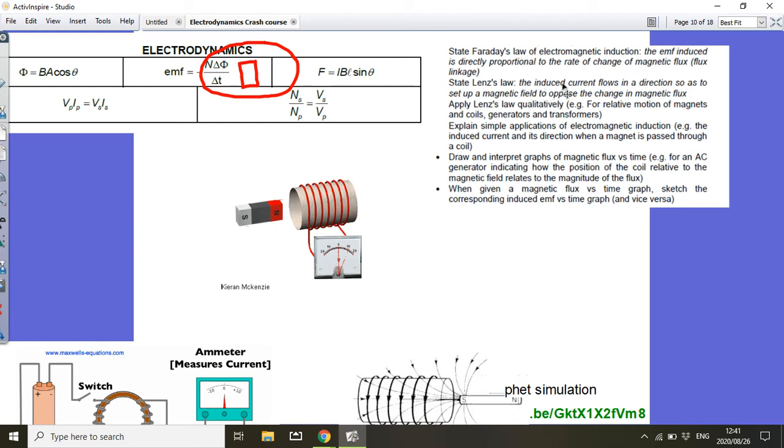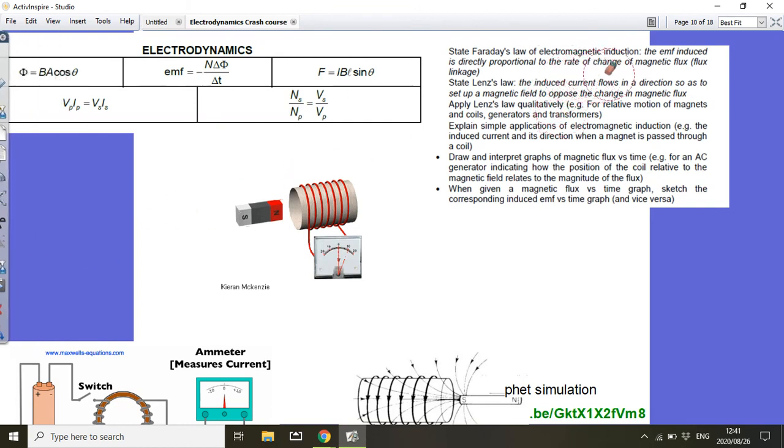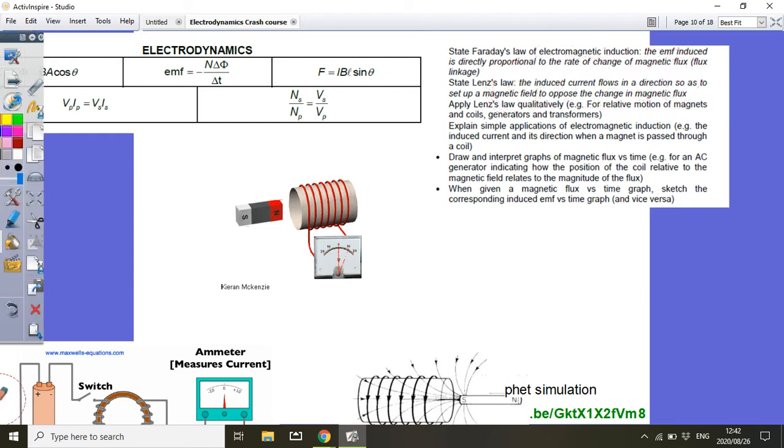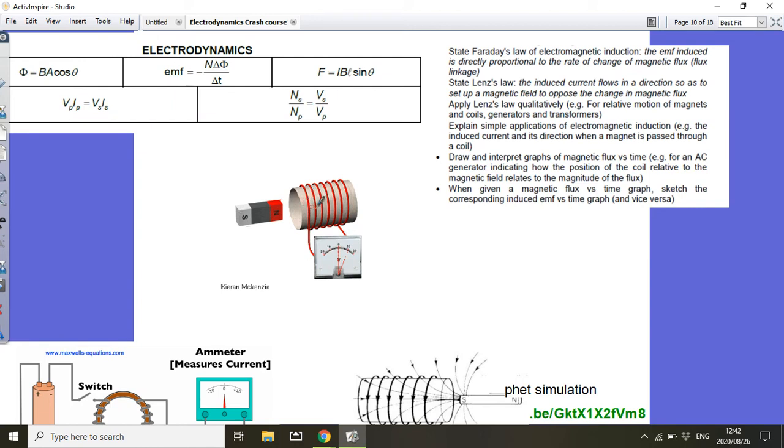Now remember, the induced current is because of the induced voltage. There isn't an original current, so it's the current that you are making. It flows in a direction as to set up a magnetic field. So that means you are making a new magnetic field, not an existing magnetic field, to oppose the change in magnetic flux. Now, again, I'm sure you've done this in detail in class, but I'm going to go through it again because it sometimes causes a bit of confusion.